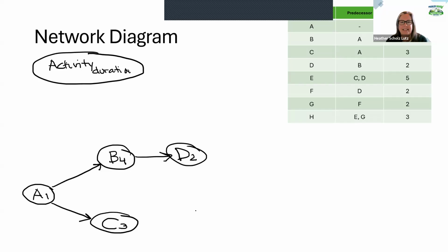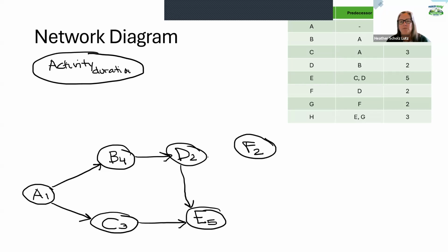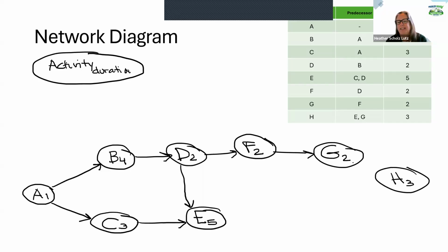E has C and D as its predecessors with a duration of 5. So what you'll see is there are 2 arrows coming into it because it has 2 predecessors. F has D as its predecessor with a time of 2. G has F as its predecessor with a time of 2 again. And then finally we have H with a duration of 3 that has E and G as its predecessors. All right, so that is your network diagram.